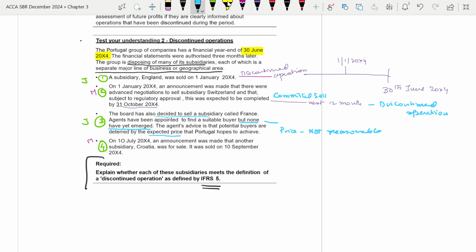The price is not reasonable. Did they find buyers? No. They didn't find buyers, and the price is also not negotiable. If that is the case, then what do we have to say? Is it a discontinued operation or not? Not.